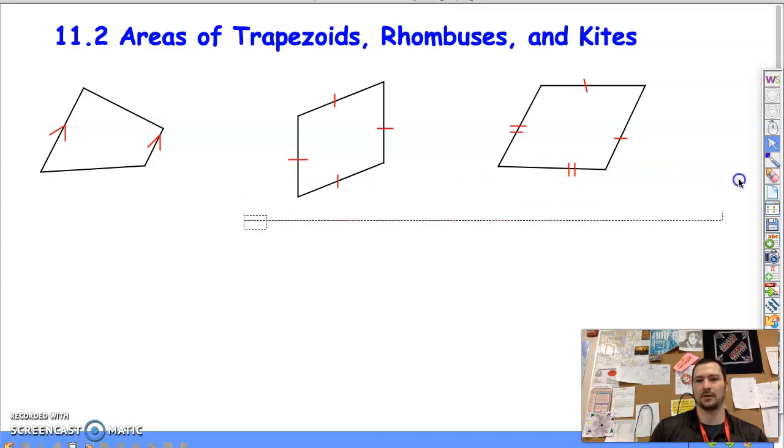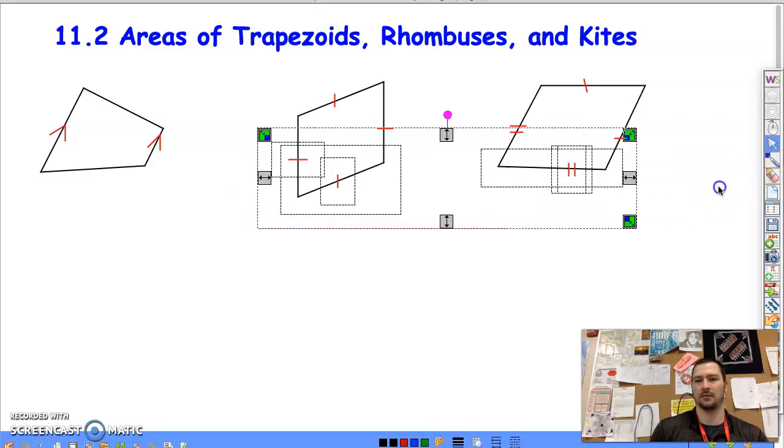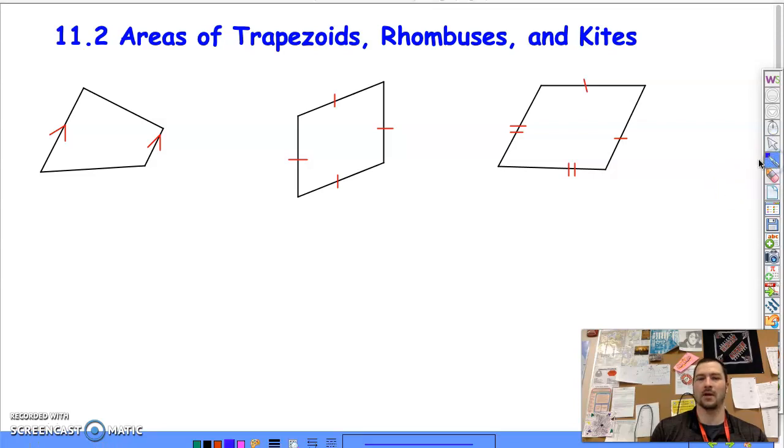All right, so today we're going to go over finding areas of trapezoids, rhombuses, and kites. Just a quick refresher: a trapezoid is any quadrilateral with one set of parallel sides. This is a rhombus. It's a parallelogram with all four sides congruent. And a kite has two pairs of consecutive congruent sides. So trapezoid, rhombus, kite. We're going to find areas of those today.